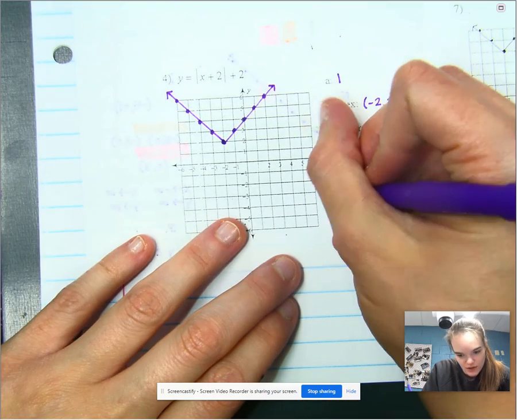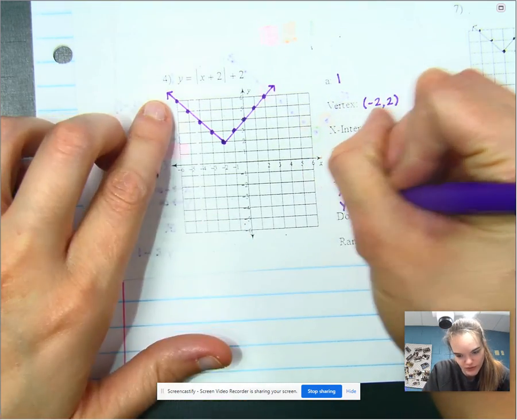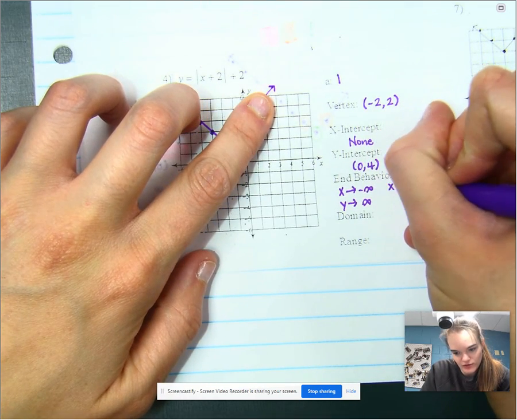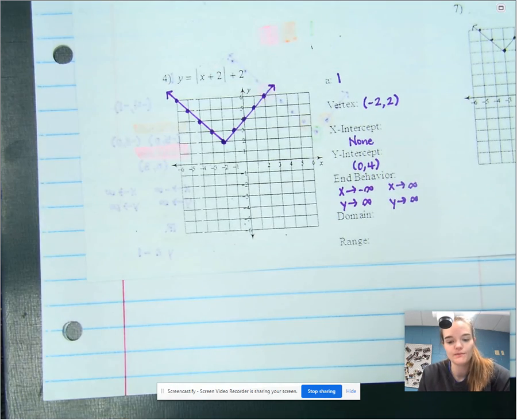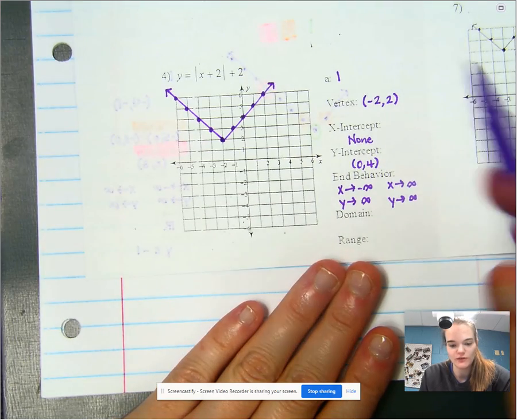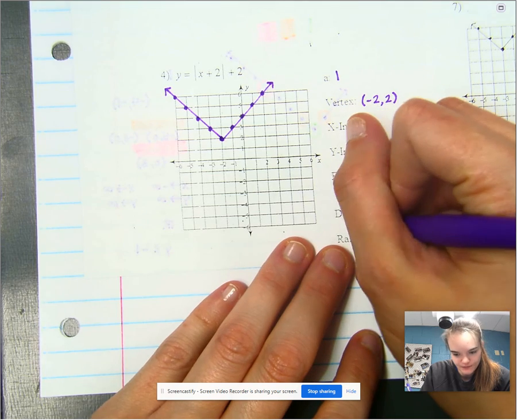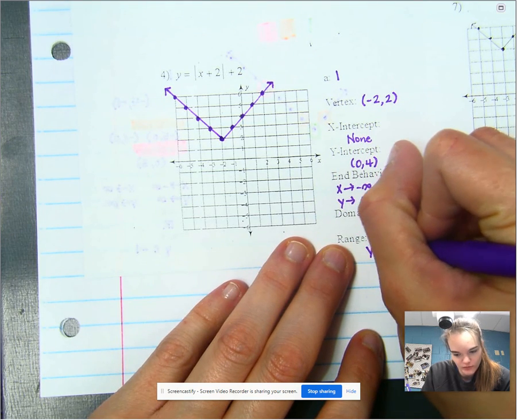The end behavior, when x approaches negative infinity, y approaches, it's going up, so infinity. When x approaches positive infinity, y approaches positive infinity because it's going up. We will have some tomorrow where this is different. Today we just have a is 1, so that will change that for us. All right, the domain, still all real numbers. The range is y is greater than or equal to +2.